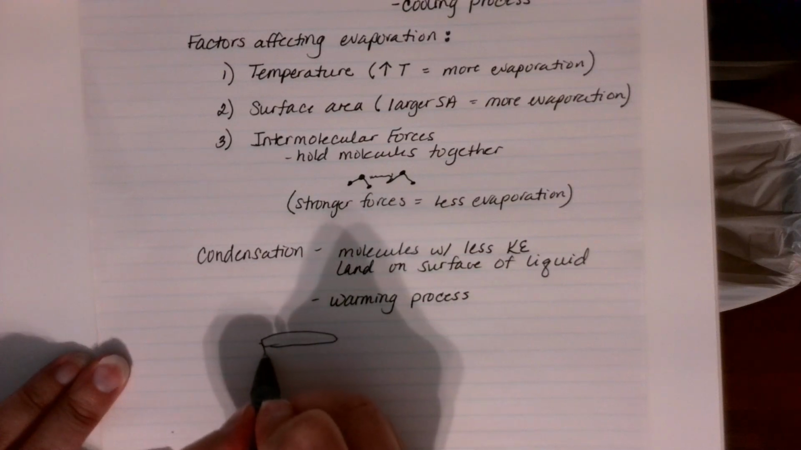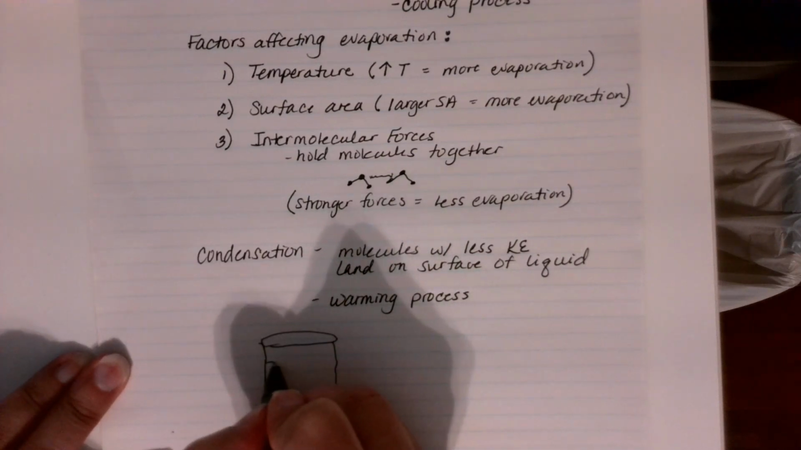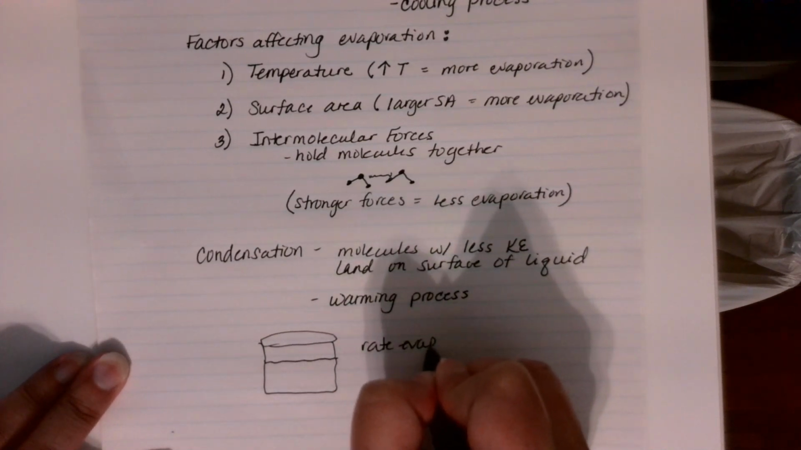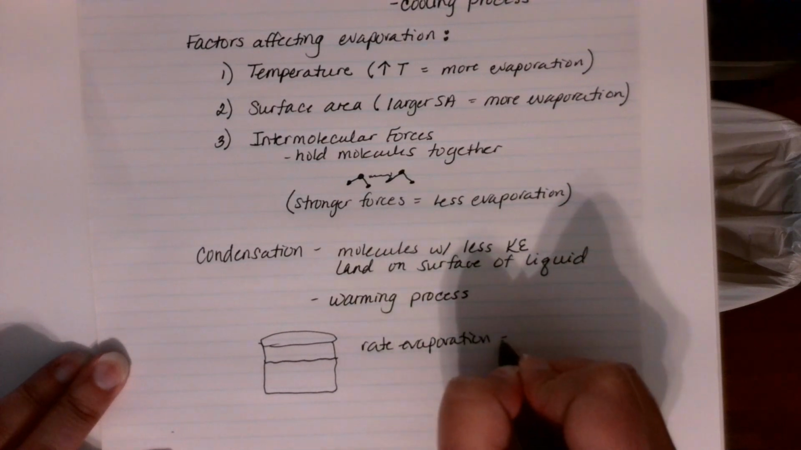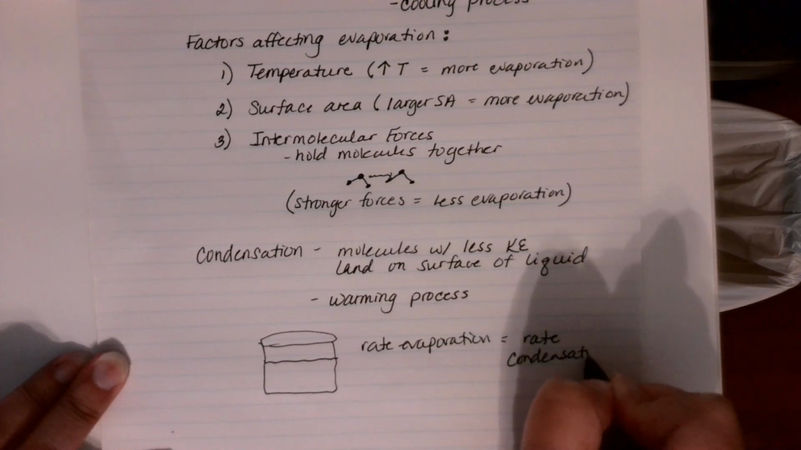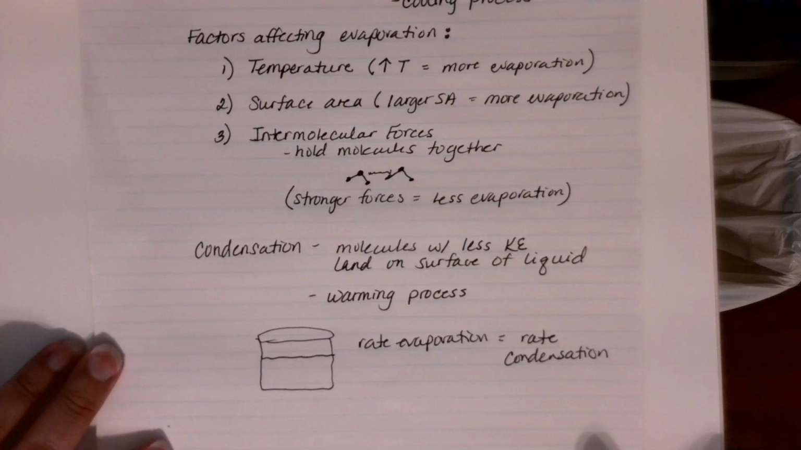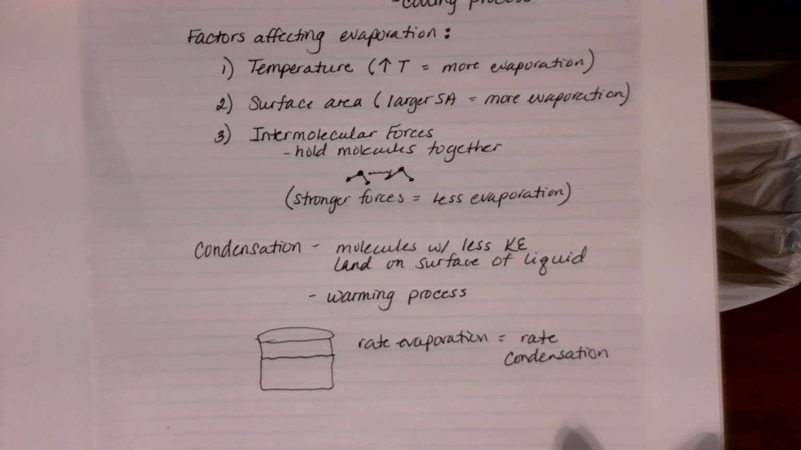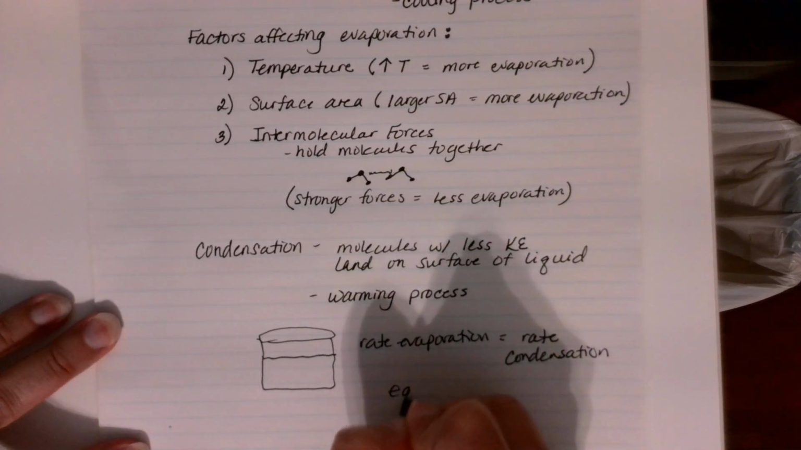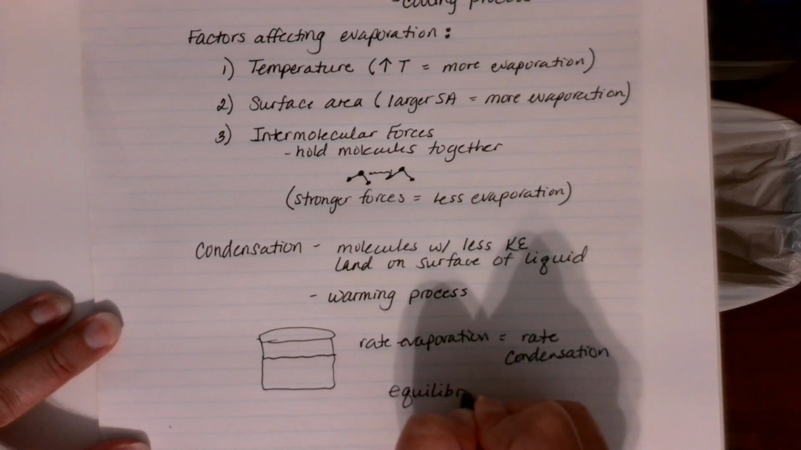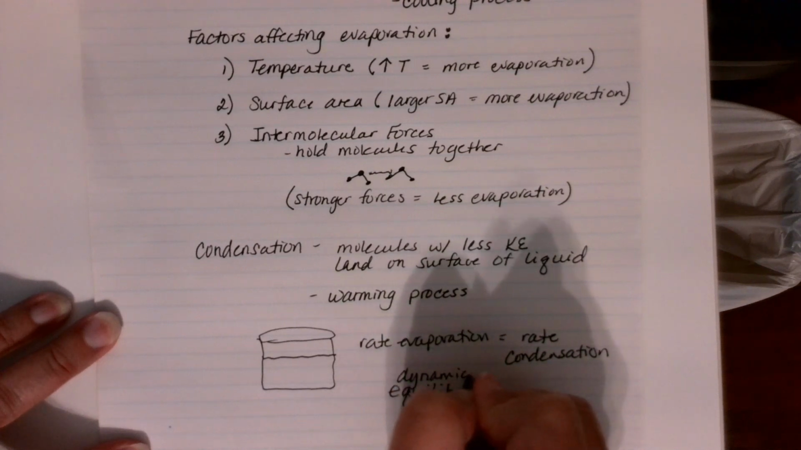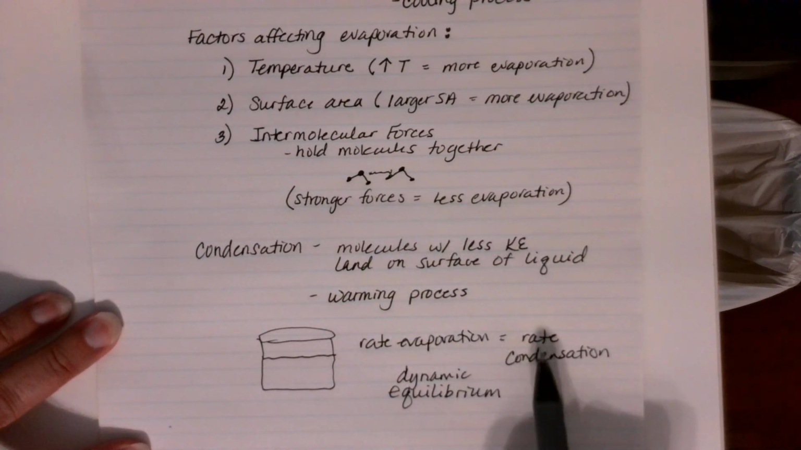Now, if we have that container and the rate of evaporation is the same as the rate of condensation, so when that happens, and I have just as many particles leaving the surface as are landing on the surface, this is called equilibrium. Okay, the book refers to it as dynamic equilibrium. And that's when the two rates are equal.